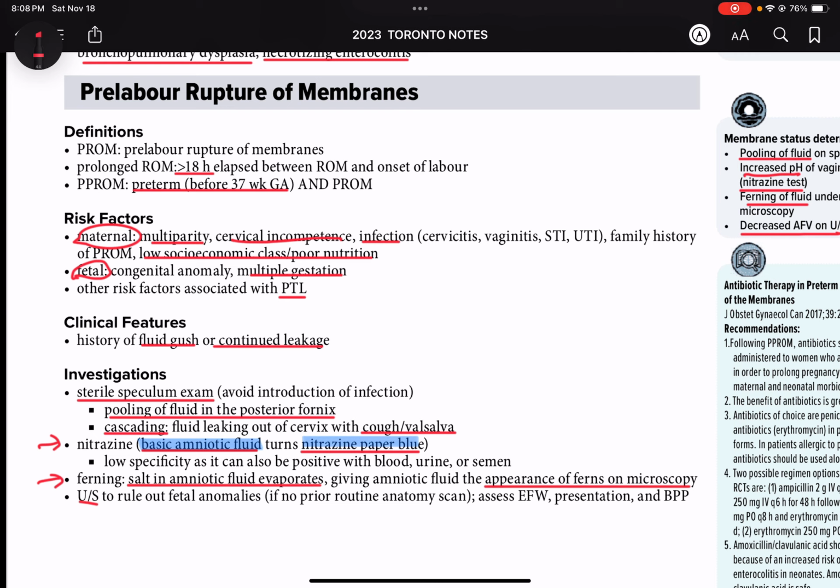And if the rupture of membrane was pre-labor, right? Labor didn't start, membranes got ruptured. If it was pre-labor rupture of membranes and it was preterm too, before 37 weeks, then that would be preterm PROM. So PPROM, preterm and pre-labor rupture of membranes.